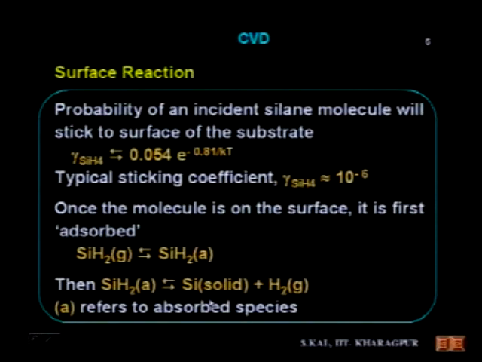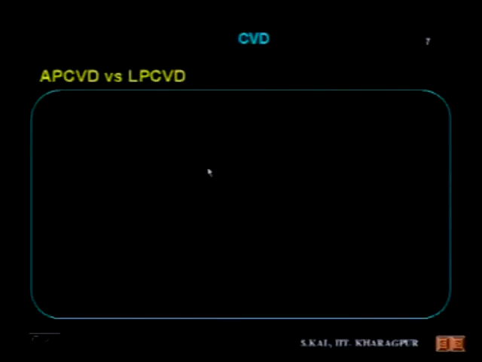Okay, then SiH4 first changes to SiH2 gaseous, SiH2 gaseous changes to SiH2 adsorbed, and SiH2 adsorbed then decomposes to silicon and hydrogen, and this silicon is solid and polycrystalline in nature. Okay, now we'll compare the APCVD versus LPCVD.